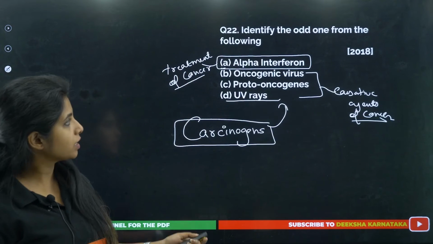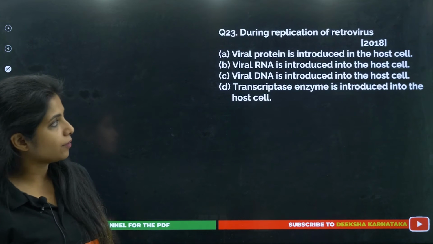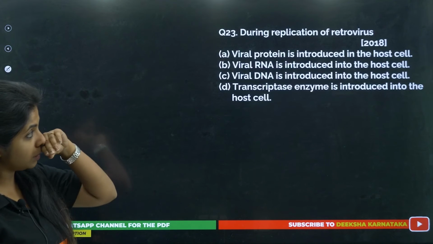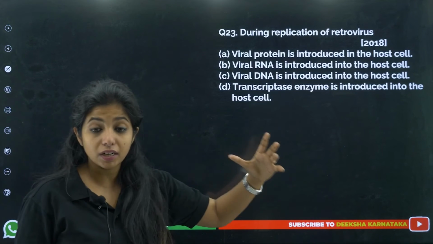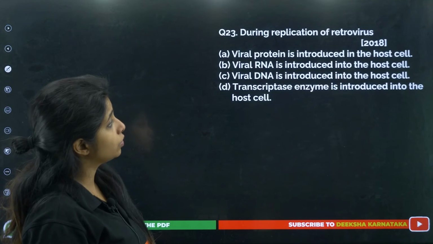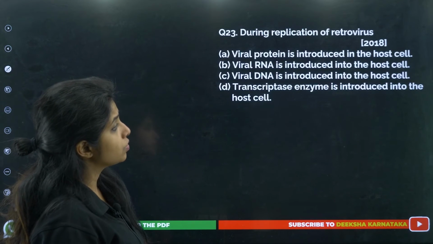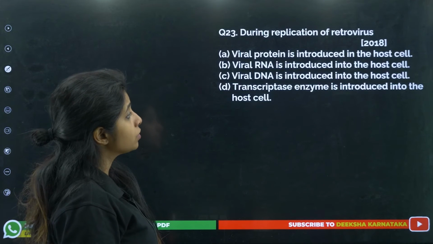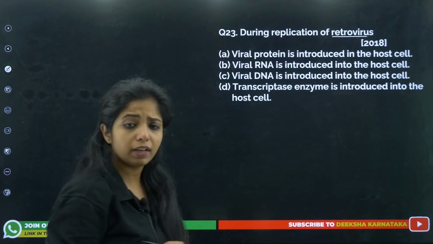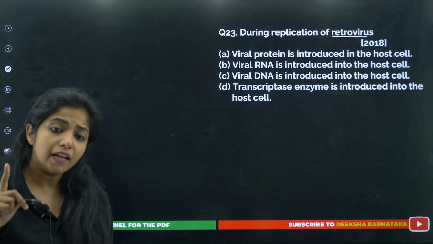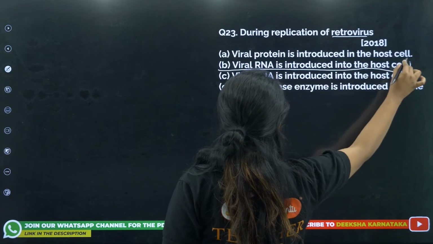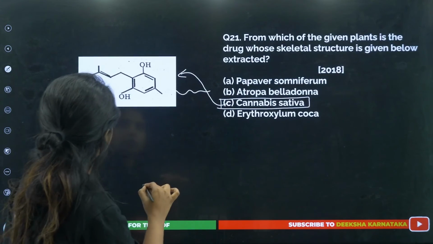Cool. Now next question. During replication of retrovirus, what happens? Viral protein is introduced in the host cell, as in the one that it is affecting. Viral RNA is introduced into the host cell, viral DNA is introduced into the host cell, transcriptase enzyme is introduced into the host cell. During replication, retroviruses usually have RNA as their genetic material, and the first thing they do is introduce the viral RNA into the host cell. You saw it right over here.